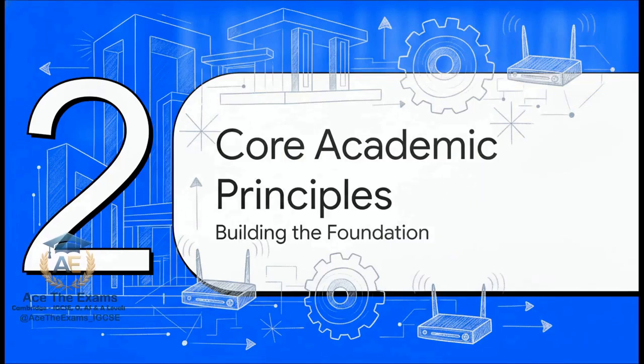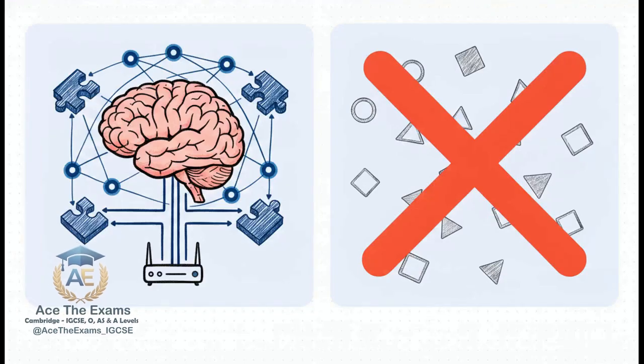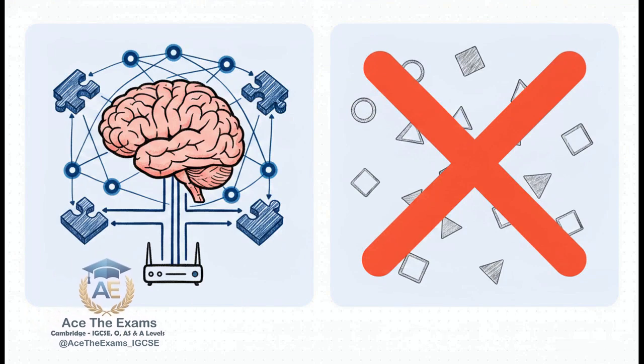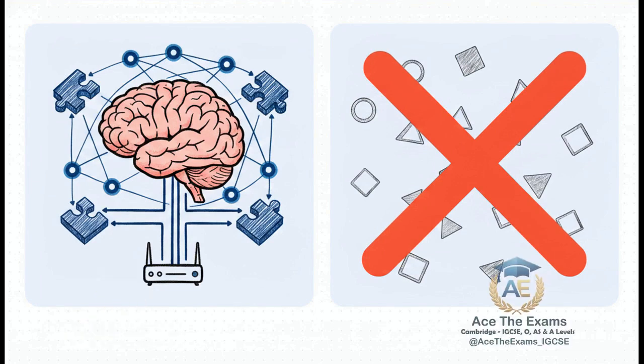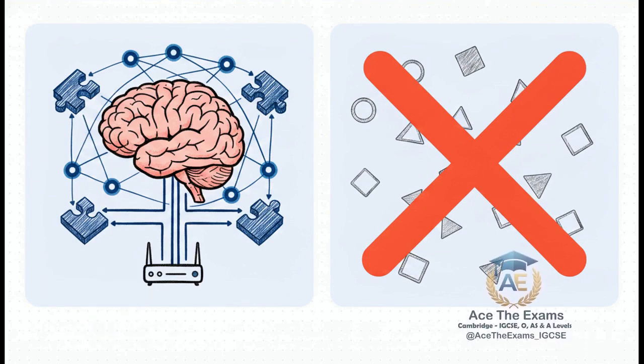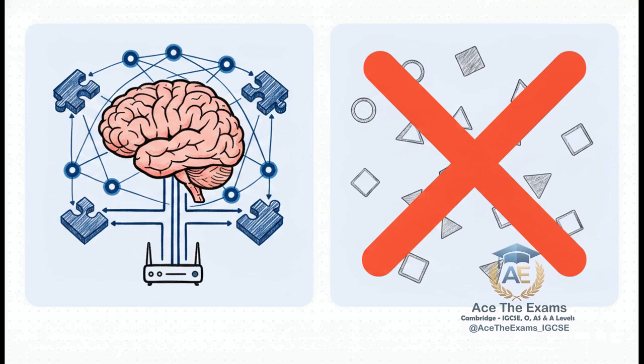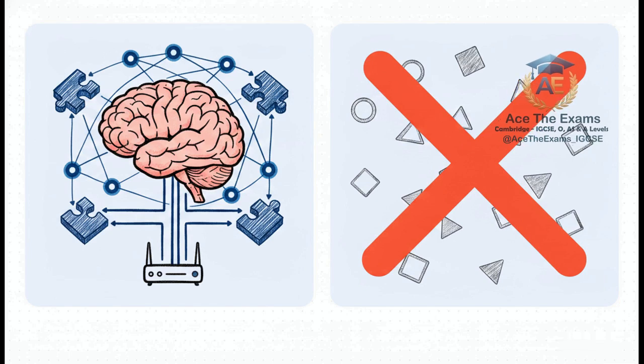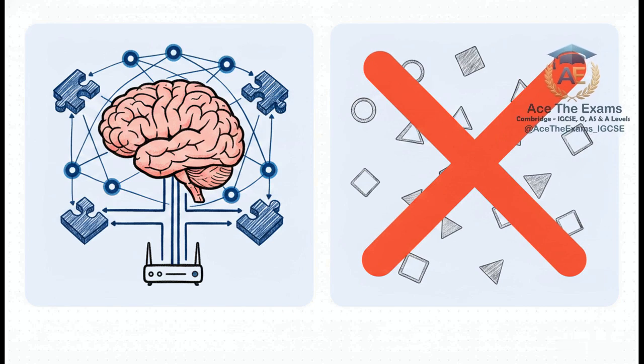Moving right along to Section 2, Core Academic Principles. This is the foundational architecture examiners expect to see when they're handing out those top-tier marks. They aren't just looking for you to drop some buzzwords. They are looking for a very specific type of academic rigor. Basically, examiners are looking for analytical depth over superficial breadth. Analytical depth involves logical reasoning and cross-topic connections. Superficial breadth, on the other hand, is just throwing a bunch of generic facts at the page and hoping something sticks, which usually completely misses the context.